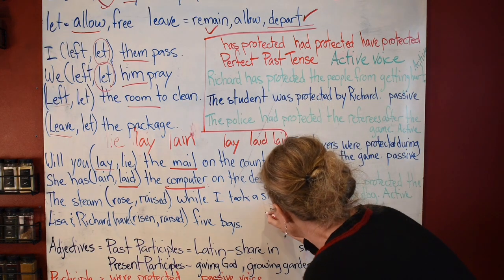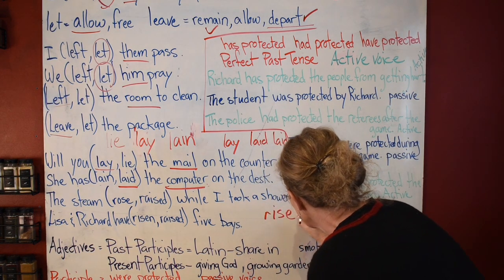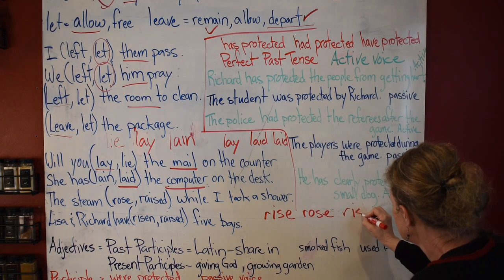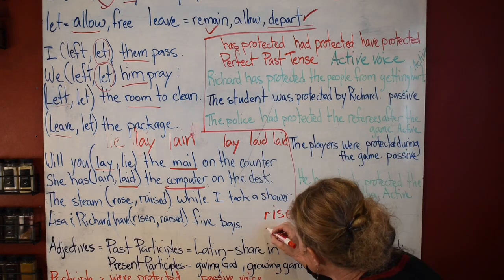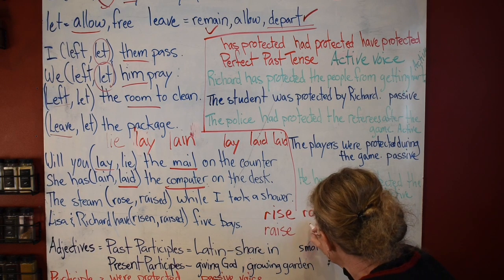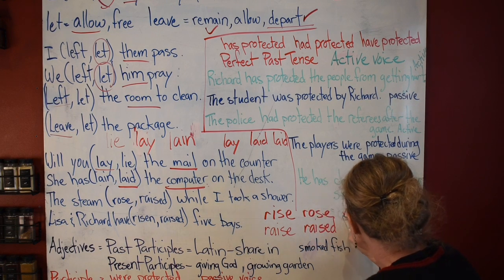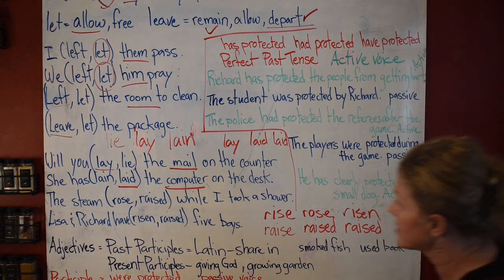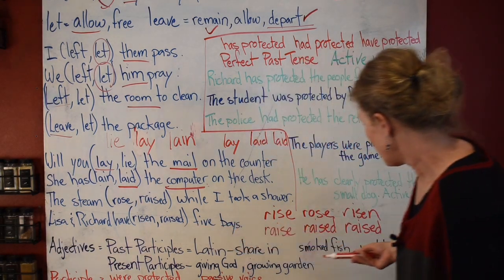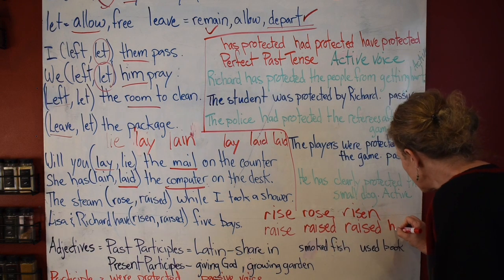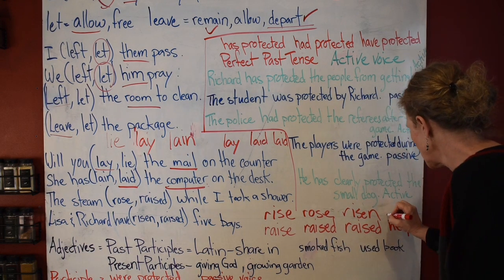So: the steam rose or raised while I took a shower. Okay, so we have rise, rose, and risen. And what would this be? Raise, raised, and raised. Which one's transitive? Raised, because see, like right here, this needs help. This one doesn't need help.